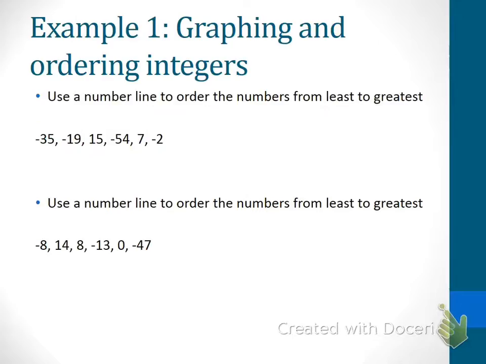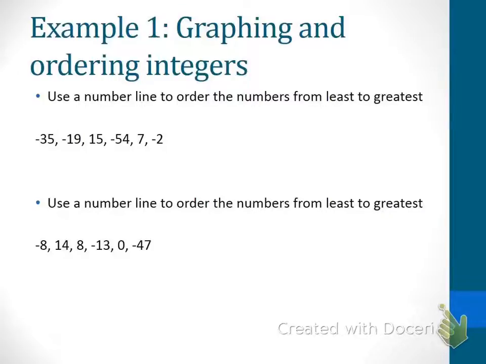All right, so example 1. In example 1, I'm graphing and ordering integers, so I'm going to work on a number line. Most of the time when you're working on a number line, you're going to label them either by 5s or 10s. In the first set, I look at the largest number, 15, and the smallest number, negative 54. Since that's a really big gap, I'm going to go by 10s, because if I go by 5s, that number line is going to be really long. Does that make sense?